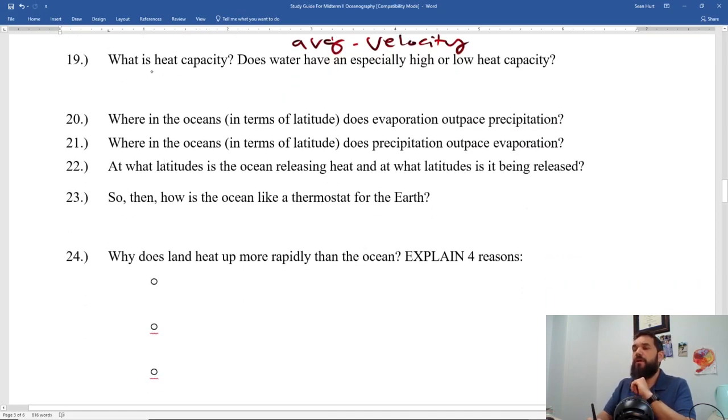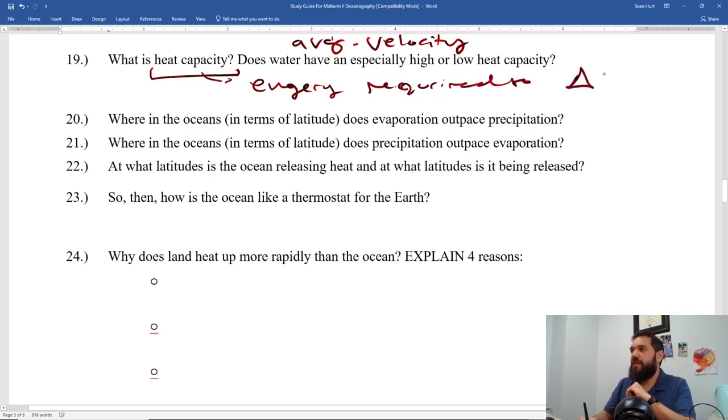Okay. Now the relationship between those two things, temperature and heat, is spelled out in a very specific property called heat capacity, or specific heat. Basically the same thing. Heat capacity is the energy required to change the temperature. So it tells you how much energy it takes to change the temperature of a substance.